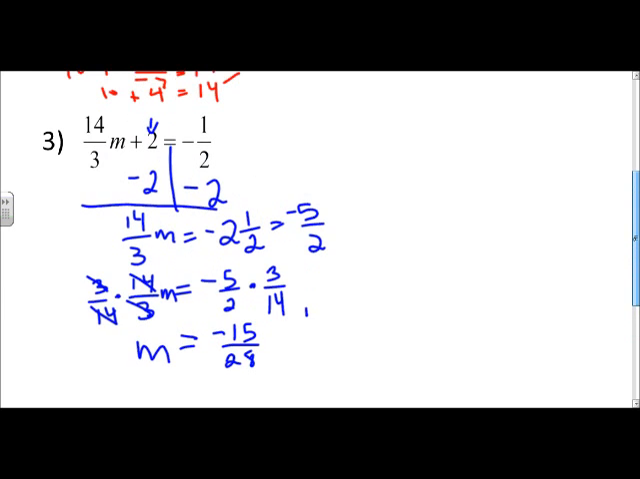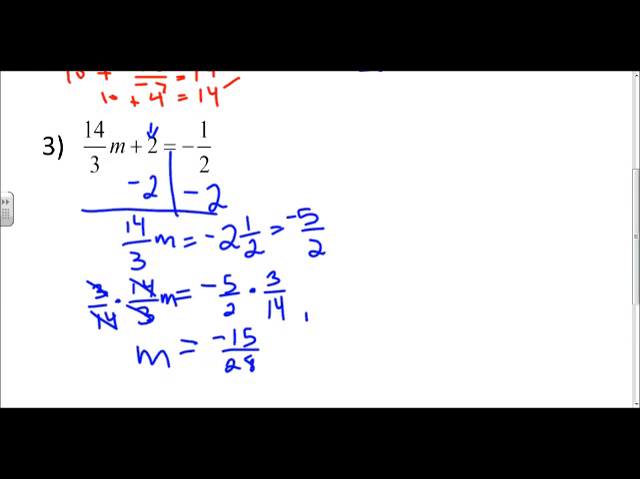I want to check my work by substituting back into the original equation. So I'll take 14/3 times negative 15/28 plus 2. And if I'm correct, I should get negative 1/2 as my answer. I'm going to cross reduce first. 3 goes into 3 once. It goes into negative 15, negative 5 times. 14 goes into 14 once, and it'll go into 28 twice.